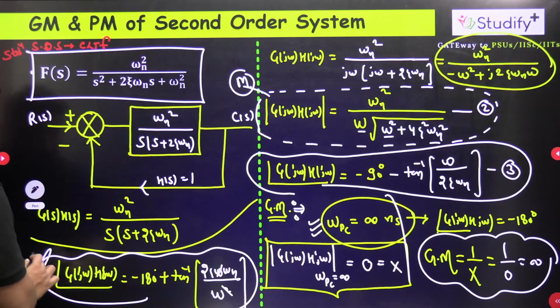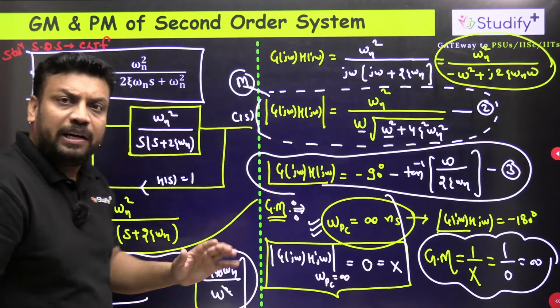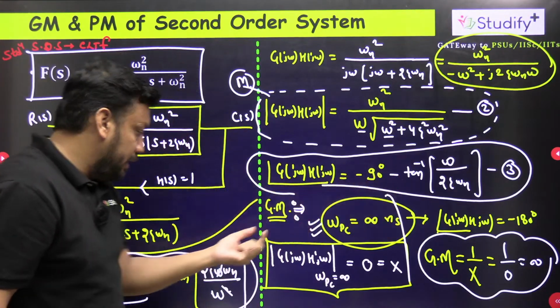However, as far as omega PC is concerned, whether you calculate omega PC from here or from here, you will get the same, infinity only. From this equation we already calculated it, and here also we'll cross check.